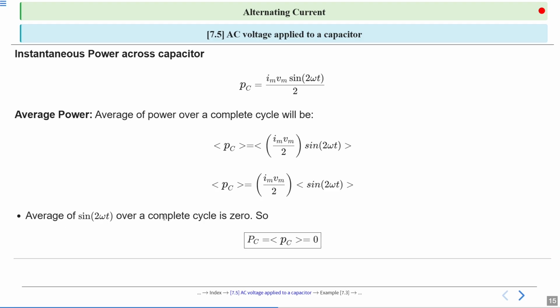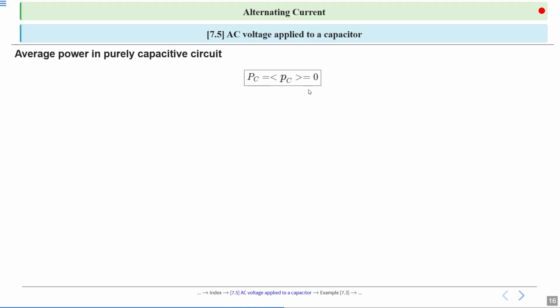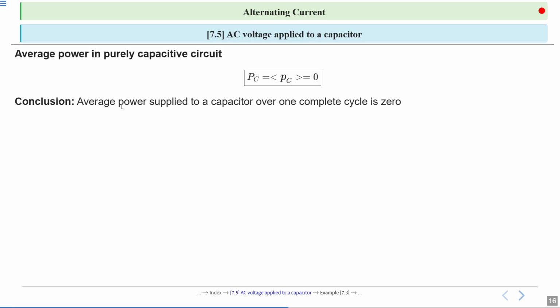Now the average of sin 2 omega t over a complete cycle is 0. We have calculated it previously in the inductive circuit and the resistive circuit also. So the average of the instantaneous power PC will be equal to 0 in the case of the capacitive circuit also. So what is the conclusion? Average power supplied to a capacitor over one complete cycle is 0.